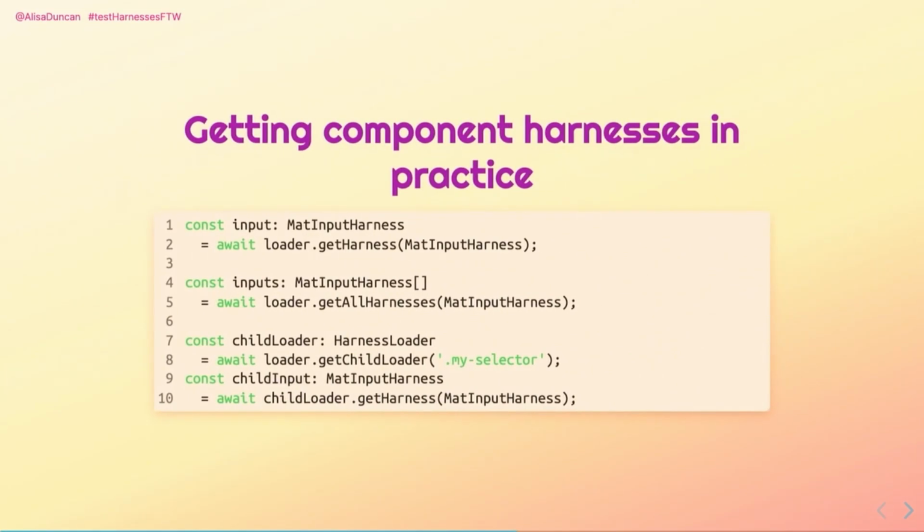So if we look at this in practice, all those different ways we can get harnesses, we can get an individual harness by calling loader.getHarness and then passing in the type of harness we're looking for. We can call loader.getAllHarnesses to get that list of all the harnesses of that particular type. And we can also create a child loader, pass in the selector, and then get all the harnesses that we're looking for.